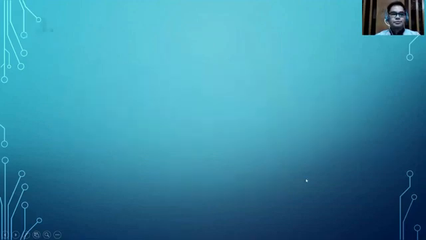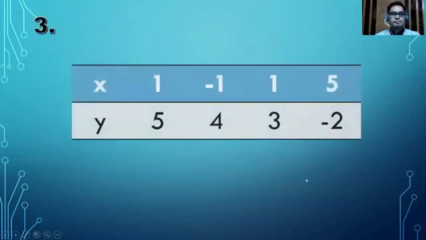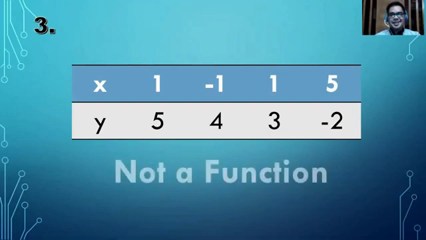Okay, number 3. Is this a function or not a function? Okay, not a function because as you have seen, we have the abscissas 1, negative 1, 1, and 5. And they have the same abscissa. Am I right? And this is 1. And this is not a function.